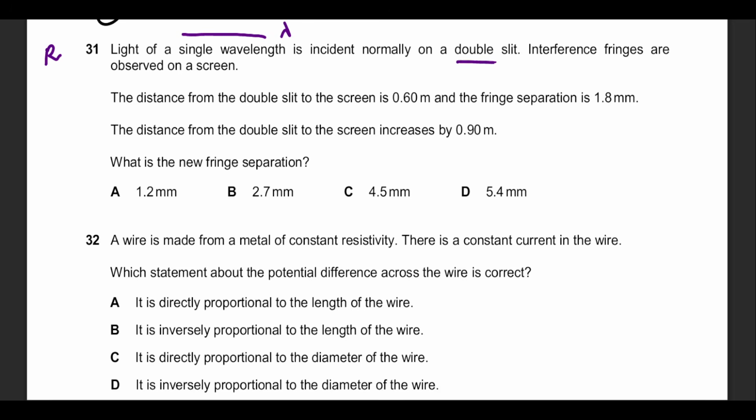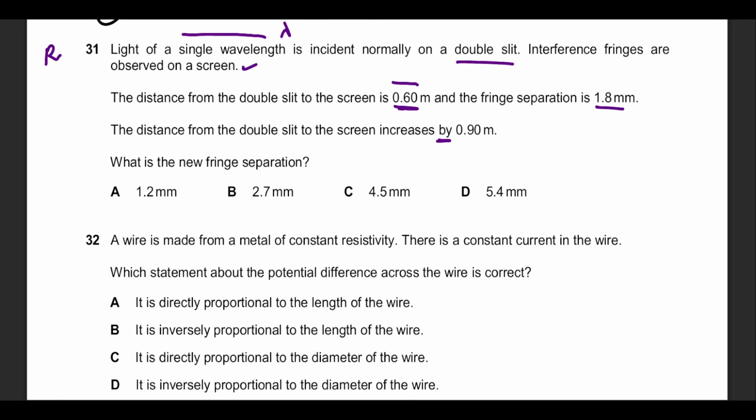Normally on a double slit experiment, interference fringes are observed on the screen. Okay, fine. The distance between the double slit is this. Fringe separation is this. The distance from the double slit to the screen increased by... This is where he's changed the question. It used to be "increased up to 0.9", which meant that this is the new value. But no, he's saying that this is increased by 0.9, which means that it is more than 0.6, 0.6 plus 0.9.